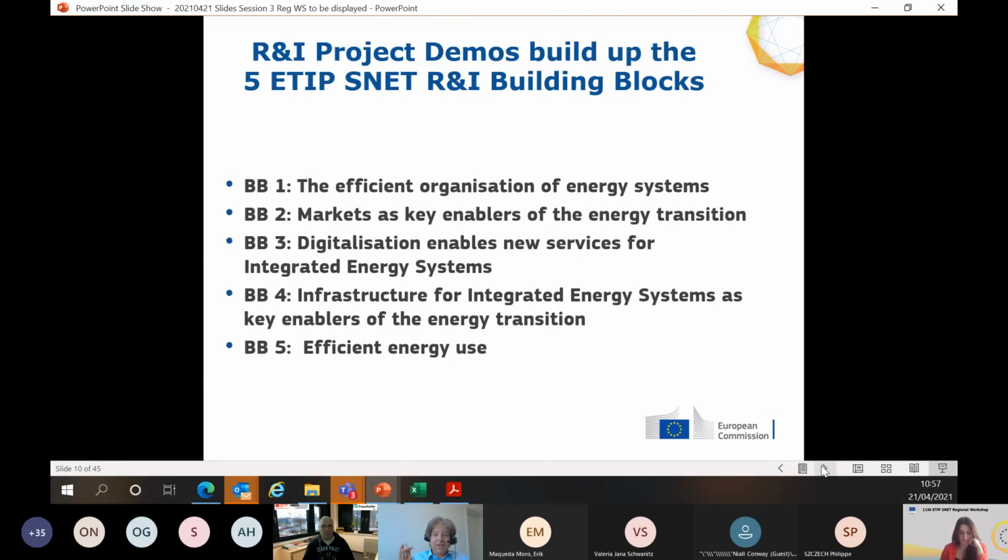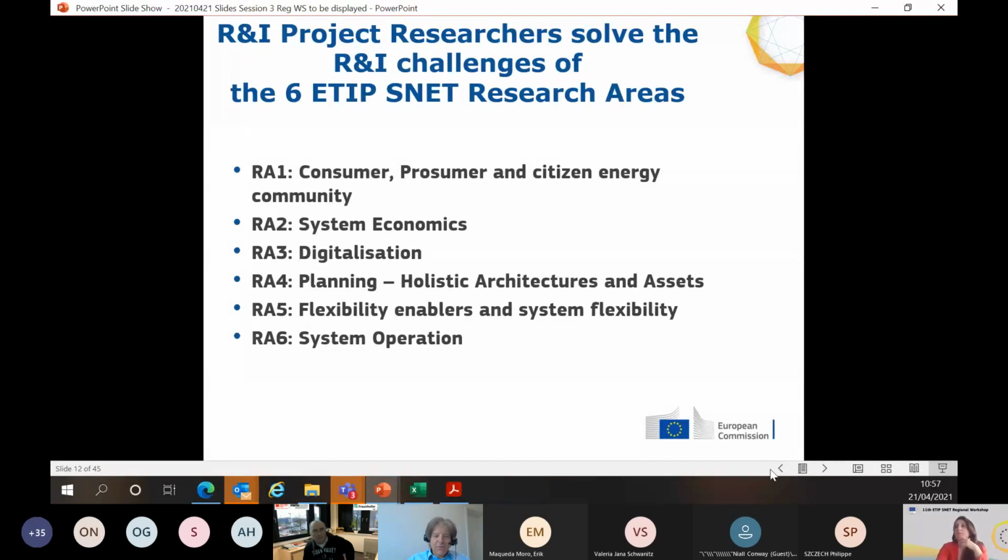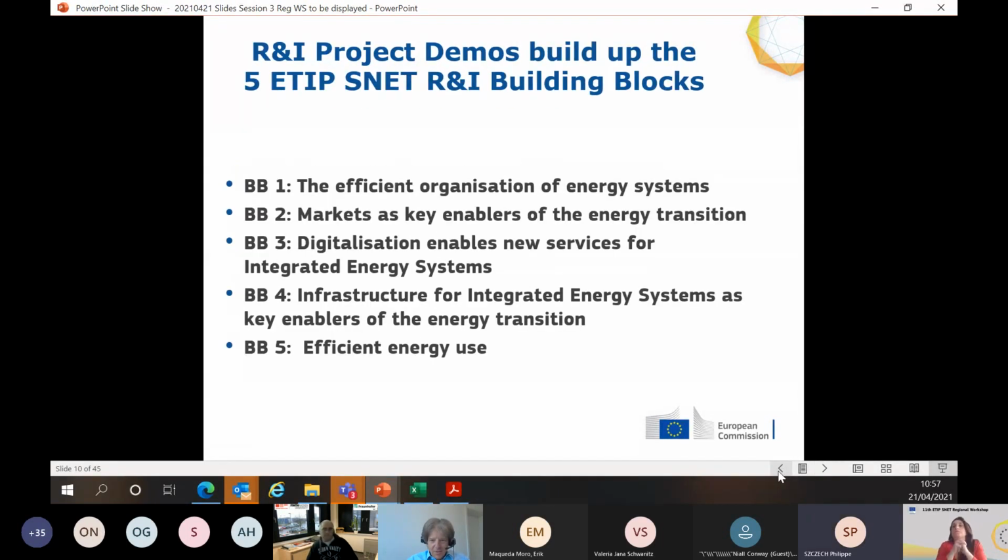Building block 3, and it was mentioned by Elena before, what do we need to do to have digitalization as enabler for new services? So let's talk about the new services which we need in terms of a use case. Number 4, infrastructure for the integrated energy systems, and building block 5, the efficient energy use. So this is somehow related to use cases.